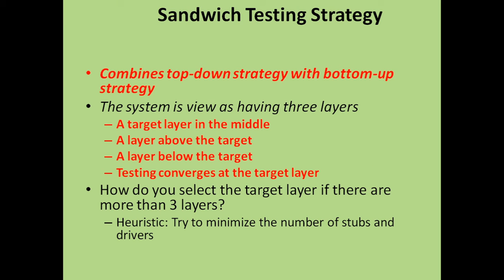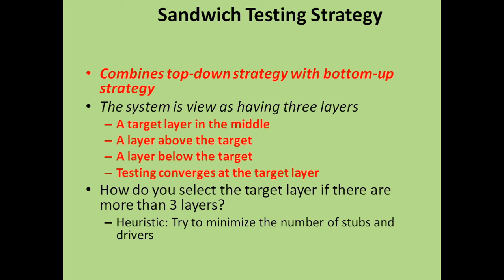Sandwich testing strategy combines the top-down and bottom-up. Basically the system is looked upon as comprising 3 layers. That is, a target layer which is the middle layer, a layer above the target, and a layer below the target. So testing converges at the target layer. How do you decide upon the target layer if there are more than 3 layers? There is a rule of thumb or heuristic that we use, that we try to minimize the number of stubs and drivers. So what is a stub and a driver?